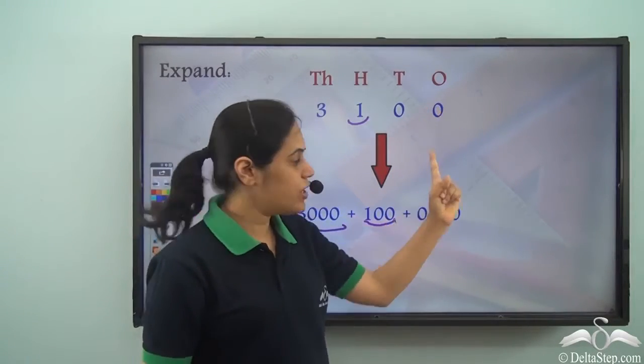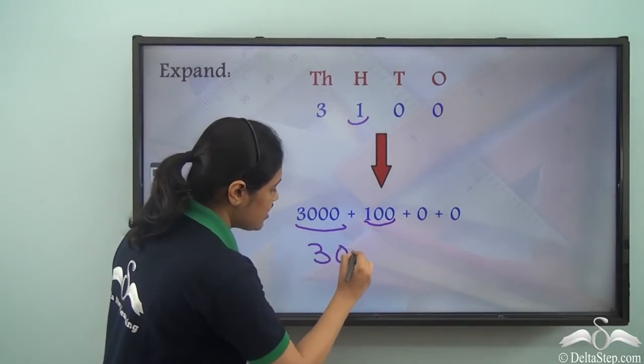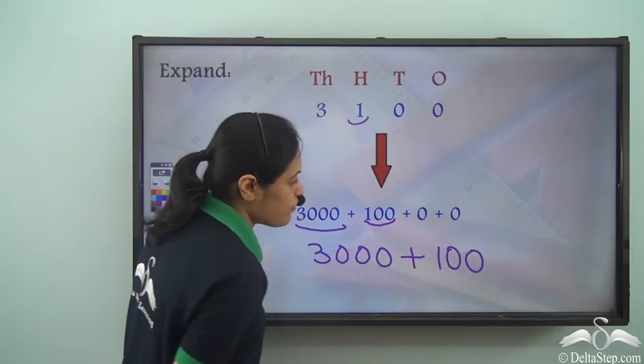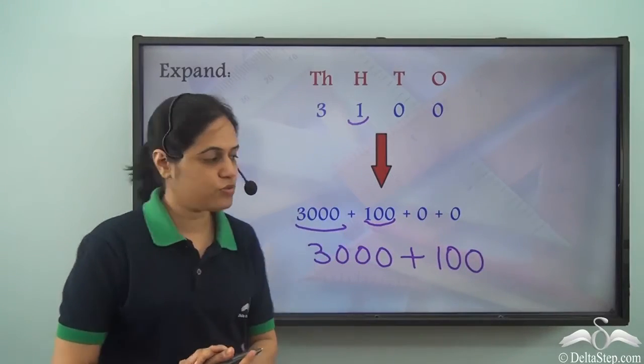Once again I have a 0 here. So the place value is 0. And I can write this as 3000 plus 100. So whenever I have zeros, I can just skip writing those zeros.